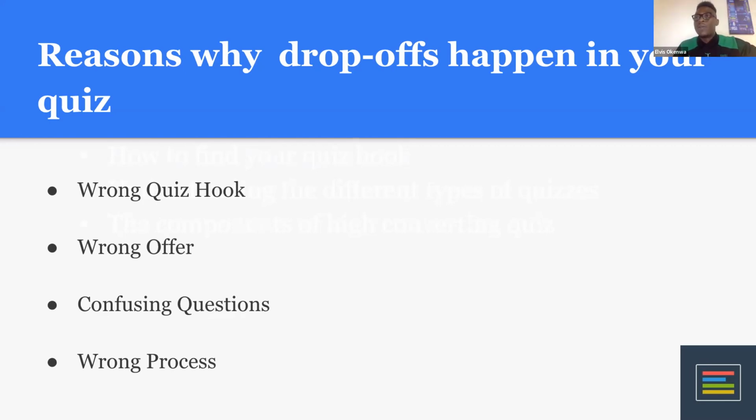Then finally is the wrong process. Most people think that you start writing your quiz, you get the quiz hook, you get the questions, then you get the results. But ideally, you start with the results. So you start from the back, you get the results. Once you have the results dialed in, it will be easier for you to figure out what questions you want to ask for your quiz. And by the time you have the questions ready, you'll see that you have your quiz hook in place. All right, so go through the right process when creating your quiz.